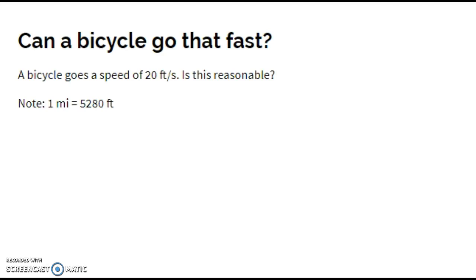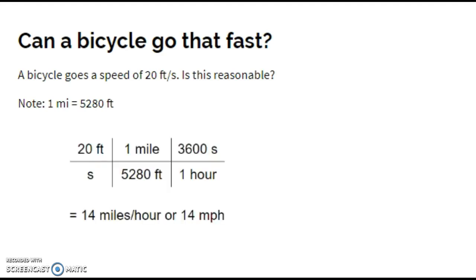All right. Reasonability is going to be something we look into a lot. So for example, can a bicycle go that fast? This is where unit conversions can be very helpful. Let's suppose we get a solution that states that a bicycle goes a speed of 20 feet per second. Great. Some people may understand what 20 feet per second really means. For me, I like to think of things in miles per hour since that's what I'm used to. So why don't you pause this video, convert 20 feet per second to miles per hour to see if this is a reasonable speed.